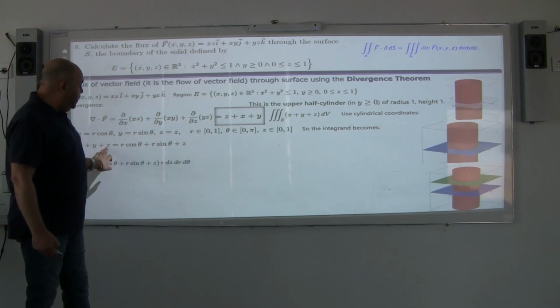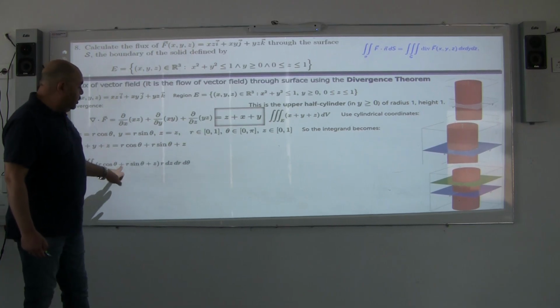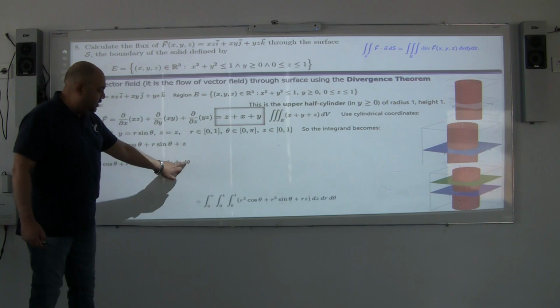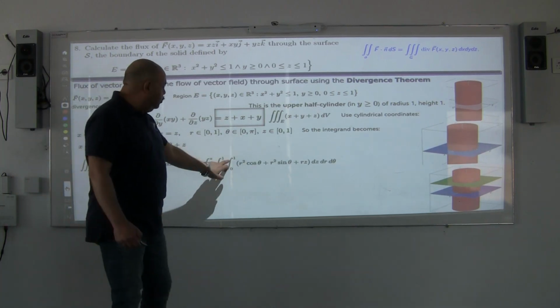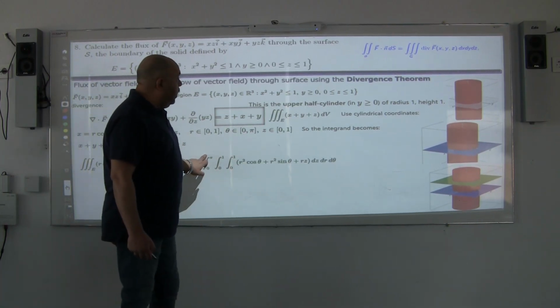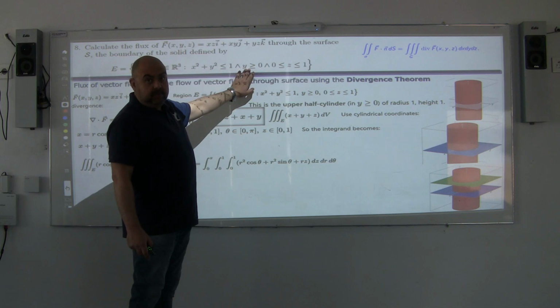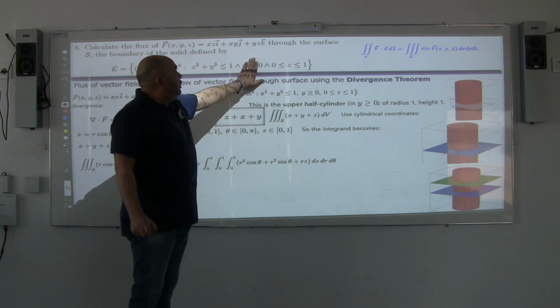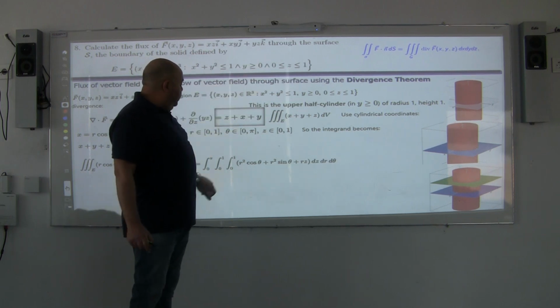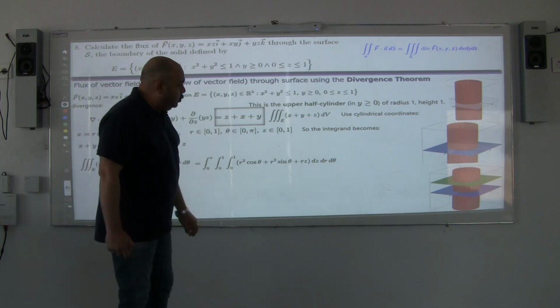That's x, y, and z. I will make the substitution. It's an r dz dr d theta, and that's the integration from 0 to 1, 0 to 1, 0 to pi. I've used half of my cylinder because I'm dealing with y only greater than or equal to 0. If I don't have this condition, then the integration will be from 0 up to 2 pi.